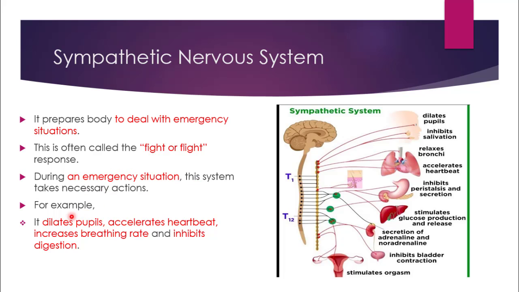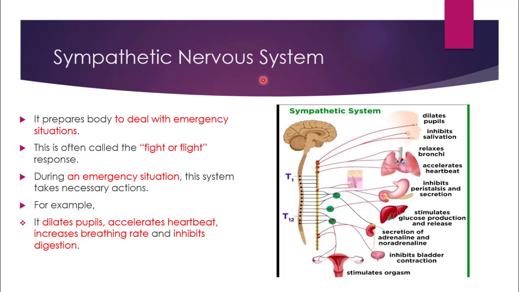For example, it dilates the pupils, it accelerates the heartbeat, it increases the breathing rate as well, and inhibits the digestion. It also relaxes the bronchi during respiration. It can inhibit the salivation process. It can stimulate the glucose production and release, and many others. So this is all about the sympathetic nervous system.